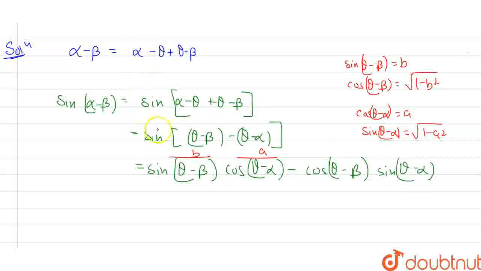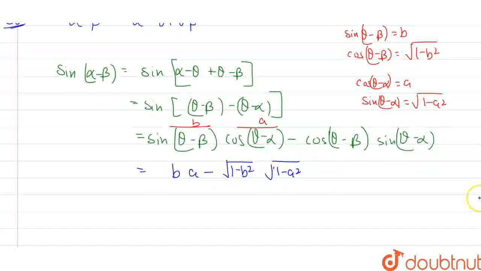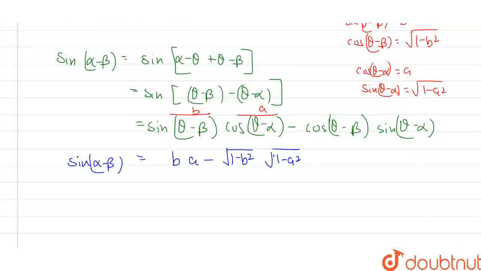So from this, the equation will become: sine(theta minus beta) is B, this is A, minus cos(theta minus beta), which is under root of 1 minus B square, and this is under root of 1 minus A square. So this equation gives sine(alpha minus beta). Now similarly I'll find the value of cos(alpha minus beta).